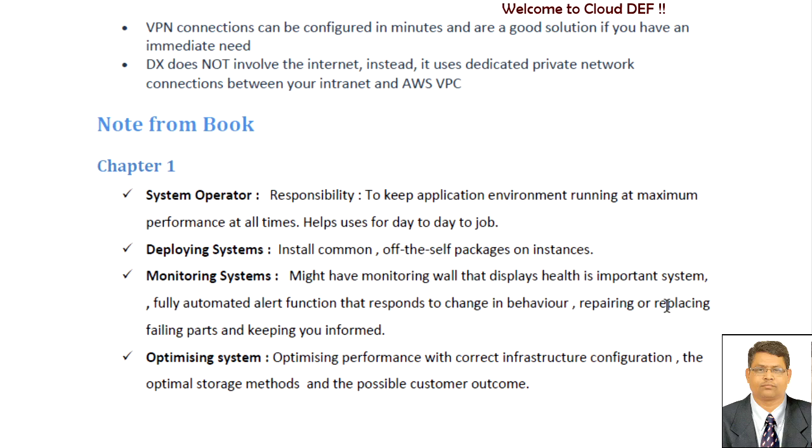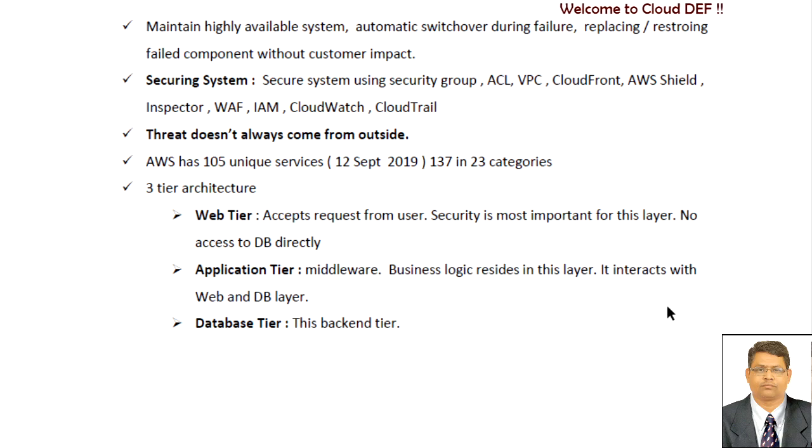Optimizing systems: optimizing performance with the correct infrastructure configuration and the optimal storage methods for the best possible customer outcome. Maintain highly available systems: automatic switchover during failure, replacing or restoring failed components without customer impact. Securing systems: secure the system using security groups, ACL, VPC, CloudFront, AWS Shield, Inspector, WAF, IAM, CloudWatch, CloudTrail. Threats don't always come from outside. AWS has 105 unique services; as of 12 Sep 2019, 137 in 23 categories.